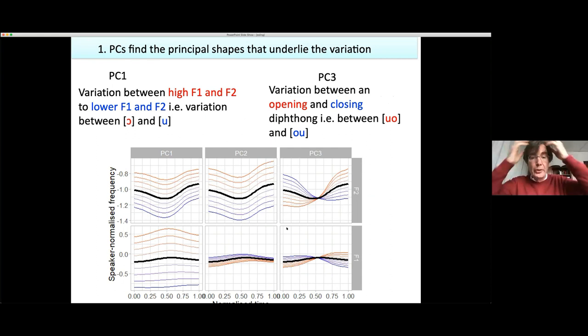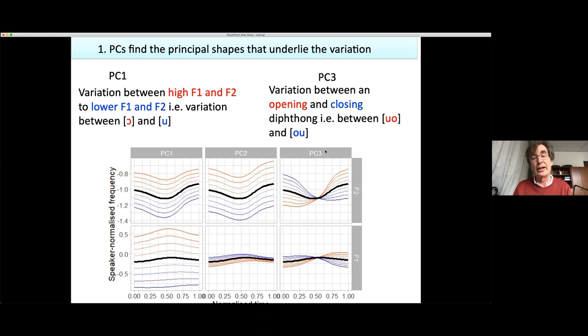Well, focus on PC1 and PC3. These are the characteristics across this whole database. What we find is that there is variation between a low F1 and low F2 and a higher F1 and higher F2, which is of course characteristic of the shift from o to u, from red, where F1 and F2 are high, to blue, u, where they are low.